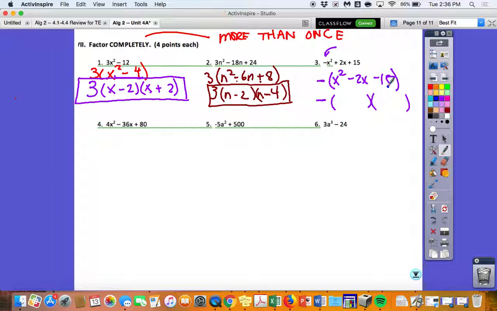Now, what 2 numbers multiply to 15 and subtract to give you 2? Well, that'd be 5 and 3. Signs are different. The big one's negative. So I need all 3 of those pieces in my answer.